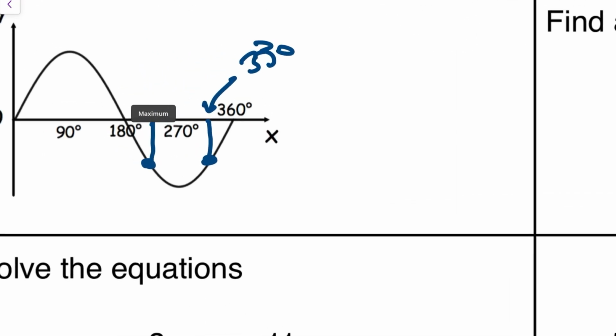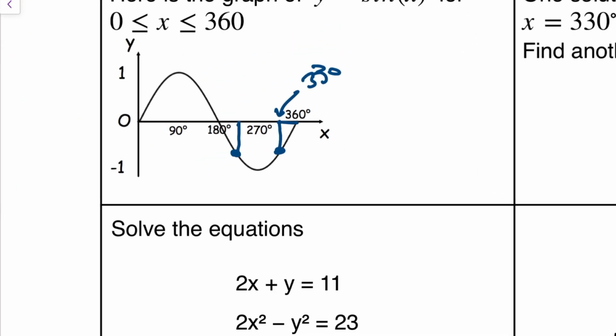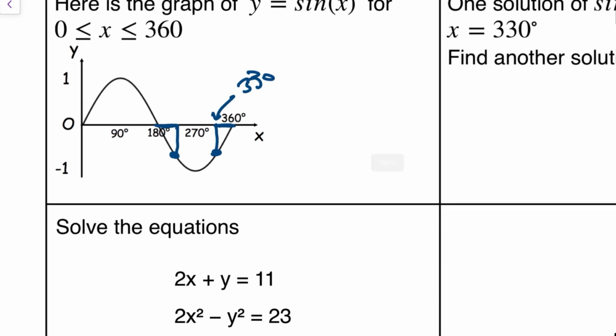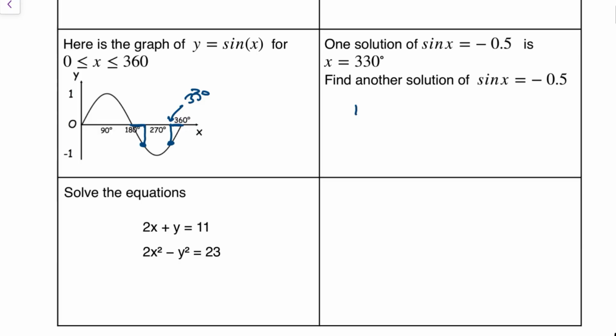So what I'm going to recognise, zooming in as much as I can, is the difference between here and here is 30. So the difference between here and here should be 30 as well. So the symmetry of the curve tells us it's 180 plus 30, which is going to give me 210 degrees. And that is my answer to that question. Again, not too bad. Next question.